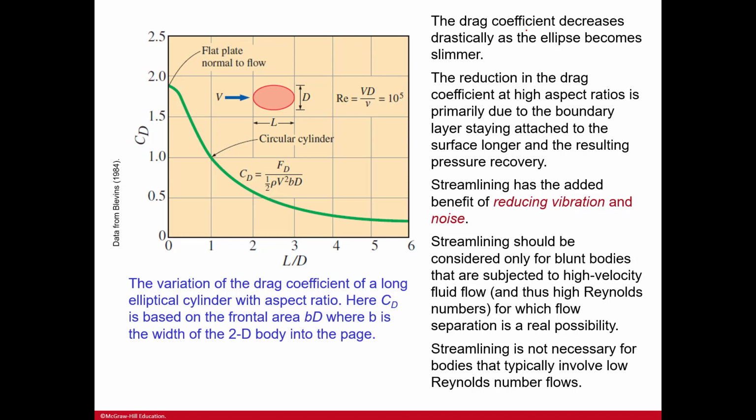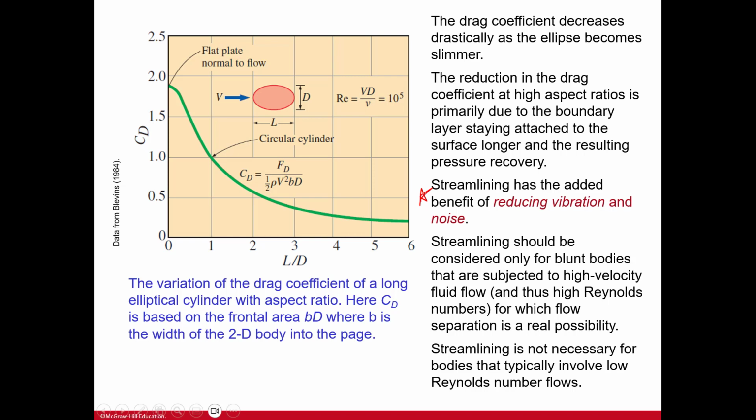So here, the drag coefficient decreases drastically as the ellipse becomes slimmer, right? Because you've got less of it to experience that friction. The reduction in the drag coefficient at high aspect ratios is primarily due to the boundary layer staying attached to the surface longer, resulting in pressure recovery. Streamlining has the added benefit of reducing vibration and noise. Right? So this is an added bonus.